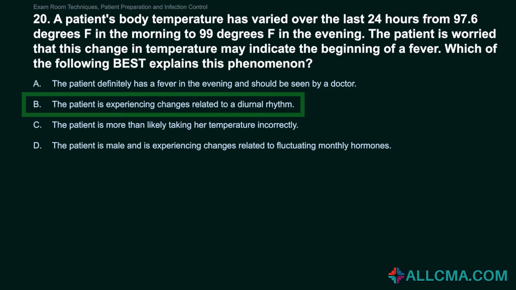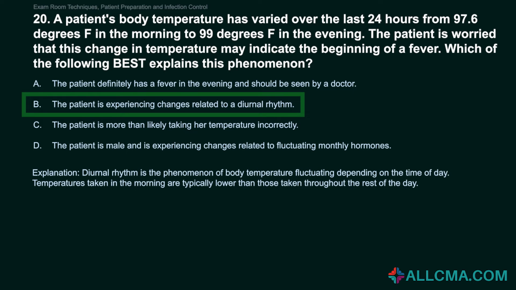Correct answer: B. The patient is experiencing changes related to a diurnal rhythm. Diurnal rhythm is the phenomenon of body temperature fluctuating depending on the time of day. Temperatures taken in the morning are typically lower than those taken throughout the rest of the day.